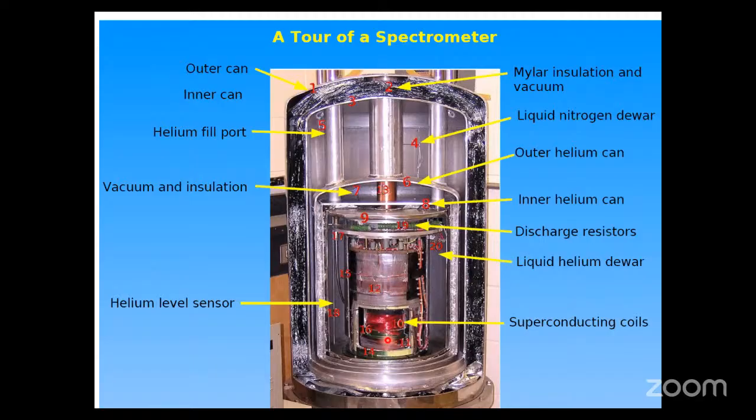So this superconducting coil will be in immediate contact with the liquid helium, and this liquid can evaporate. To reduce the evaporation rate of helium, the helium dewar is covered with the liquid nitrogen dewar.